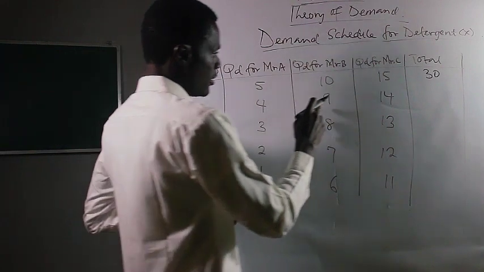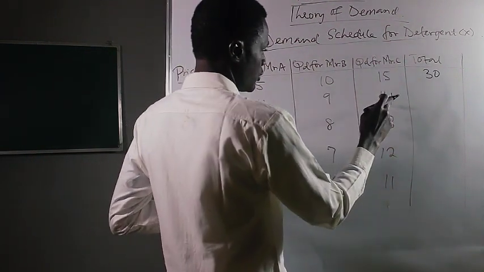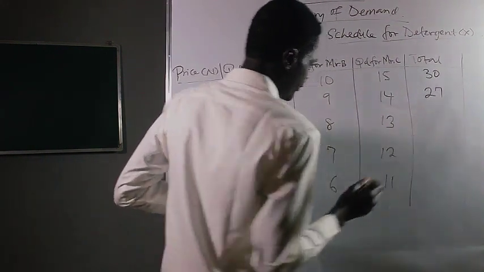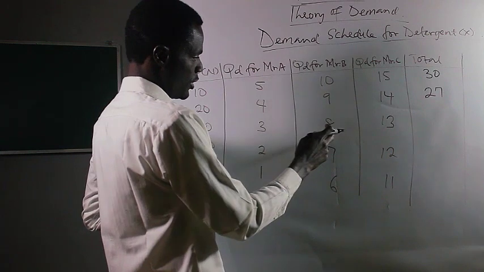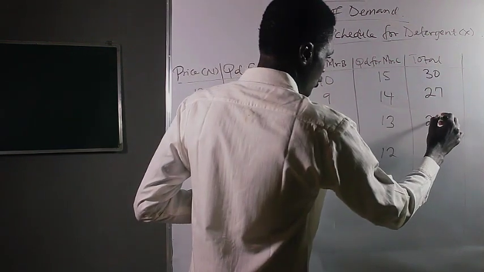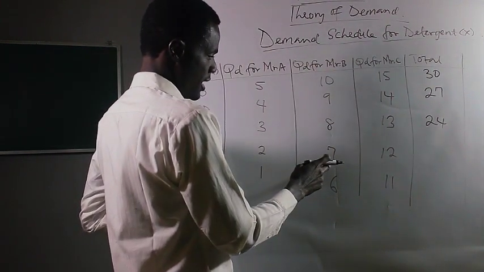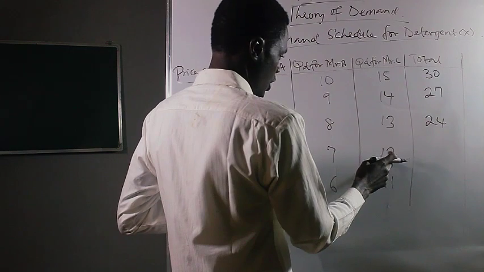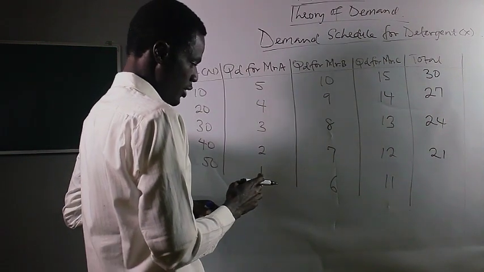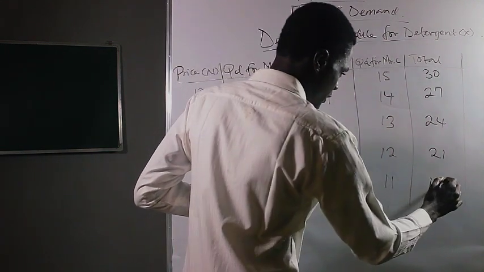And when we add this up, we'll have 4 plus 9, 13 plus 14. We have 27. And here we have 3 plus 8, 11 plus 13. We have 24. And here we have 2 plus 7 is 9 plus 12. We have 21. And finally, we have 1 unit plus 6, 7. 7 plus 11, we have 18.